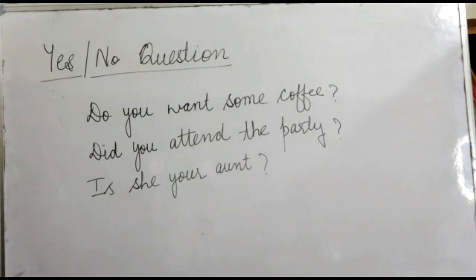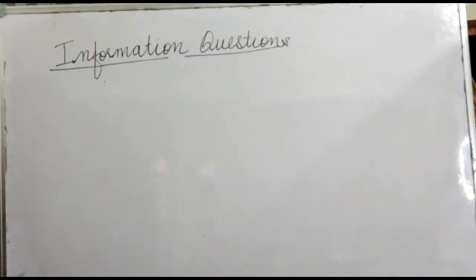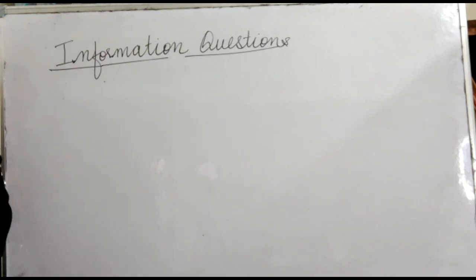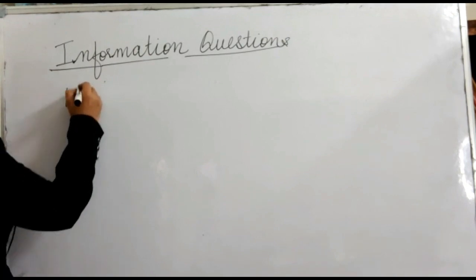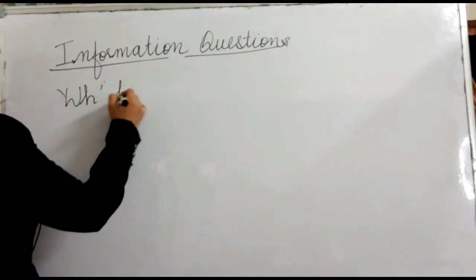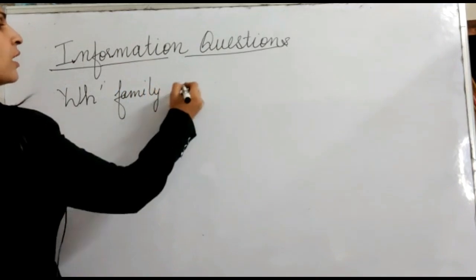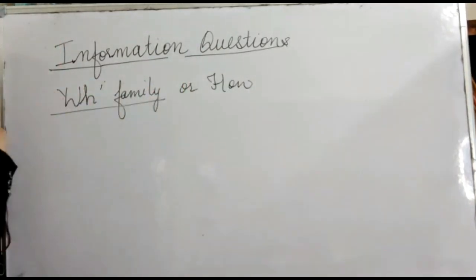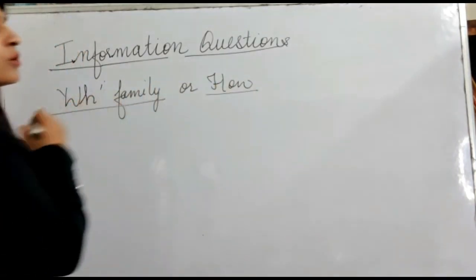Now let's come to the second type of questions. The second type of interrogative sentences are the information questions. Information questions, as the name suggests, when we ask these questions, we will get some information. These questions always start with WH family or how. They can start with the WH family also, and they can start with how also.